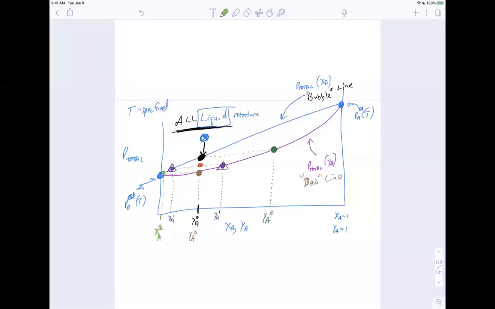So was that last part clear? Any discussion? People needing discussion?